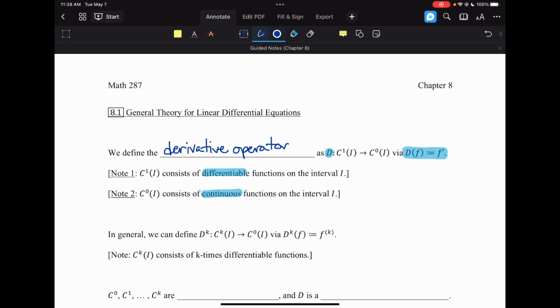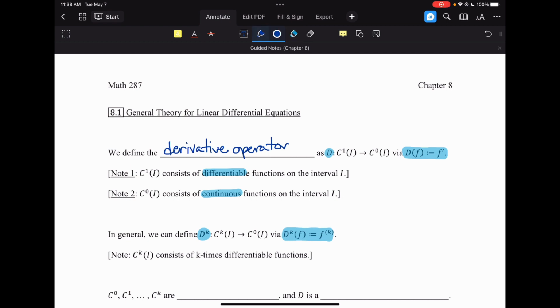And in general, we can define D^k as being the kth derivative of a function, going from C^k to C0. So, for example, if we wanted to take the third derivative, we would have D cubed, D to the third. That would be taking us from 3 times differentiable functions, taking the derivative 3 times until we get down to the continuous functions. And that would give us f triple prime. And so on and so forth for any value of k that we want.